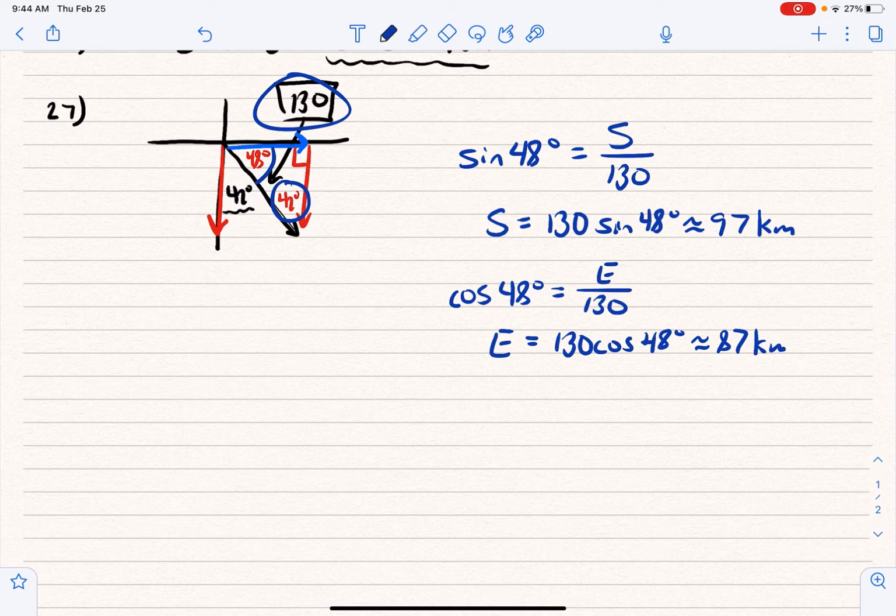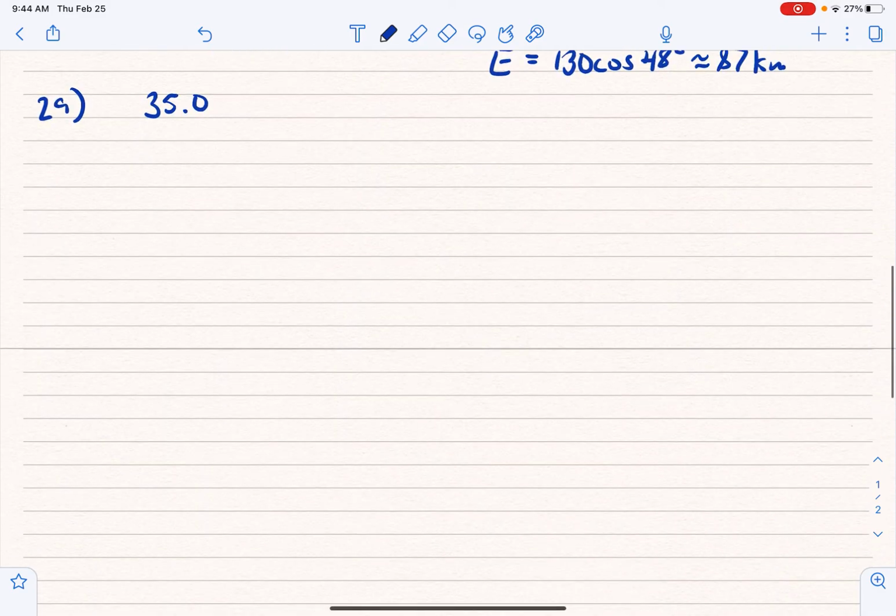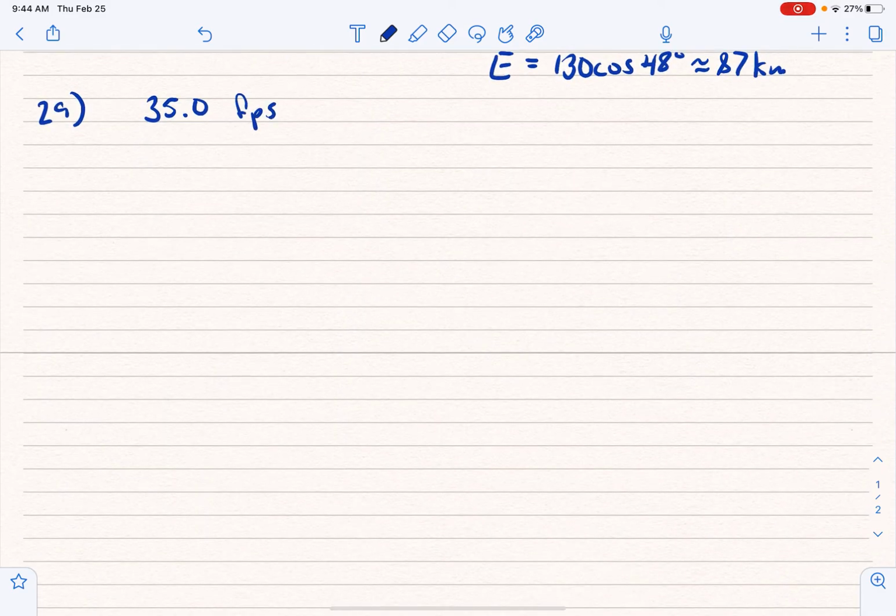Okay. All right, let's talk about number 29. 29 says the velocity of an arrow. Now, we did one almost exactly like this. It says an arrow shot, so its horizontal velocity is 35.0. Notice 3 sig figs. Okay, 35.0 feet per second. The vertical is 15.0 feet per second. So this is the horizontal and this is the vertical. And it says find the velocity of the arrow.